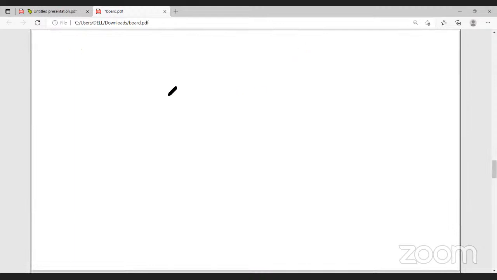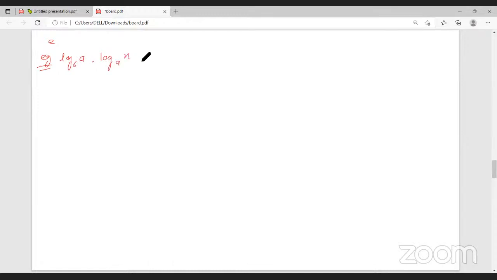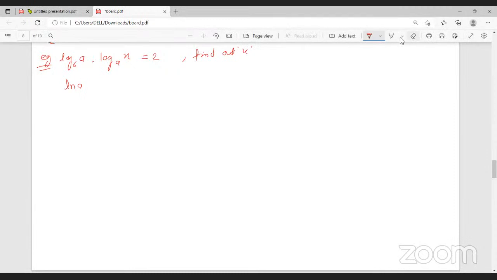Yes sir. Just take one simple example: log of a to the base 6 into log of x to the base a equals 2. Find out x. Anyone? How to find the value of x here? Change the base of the first one, log of a to the base 6.